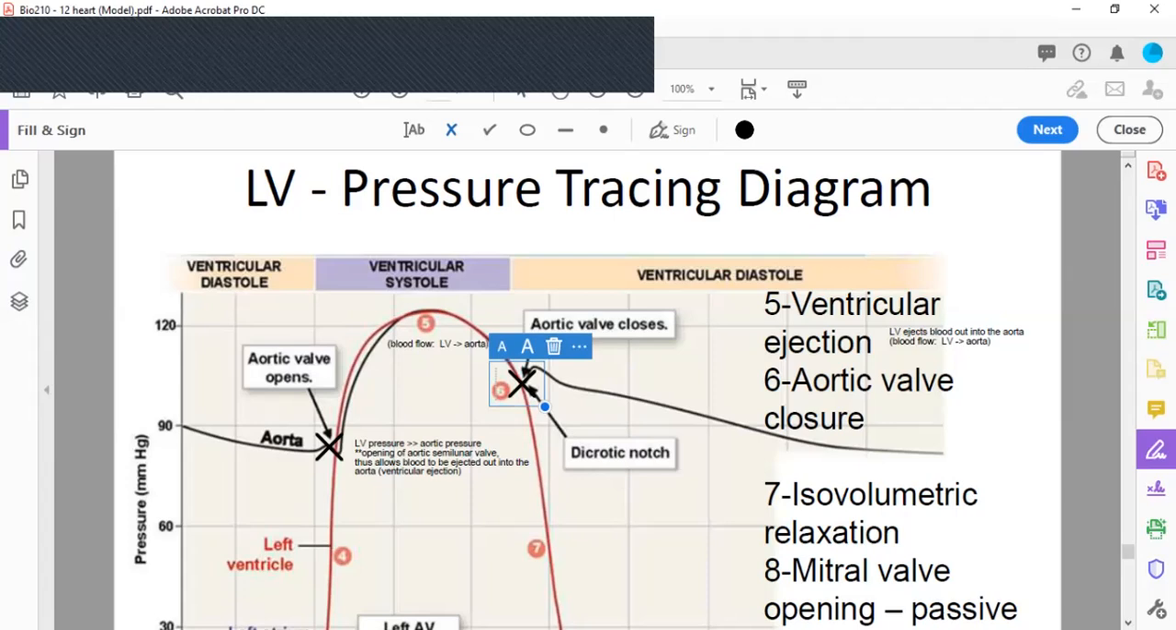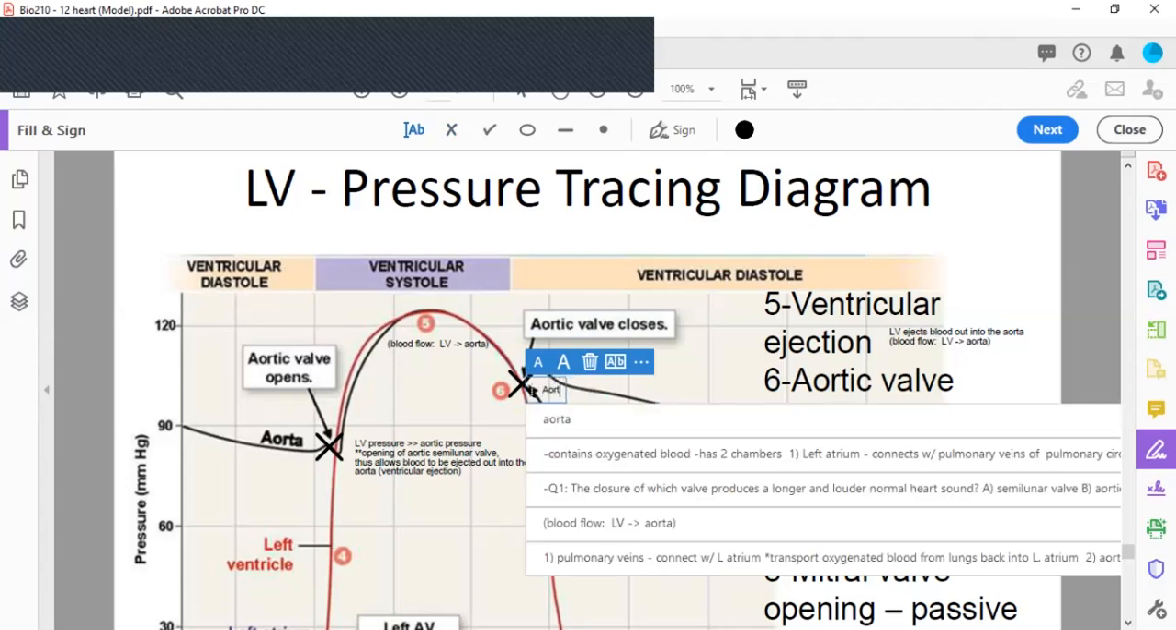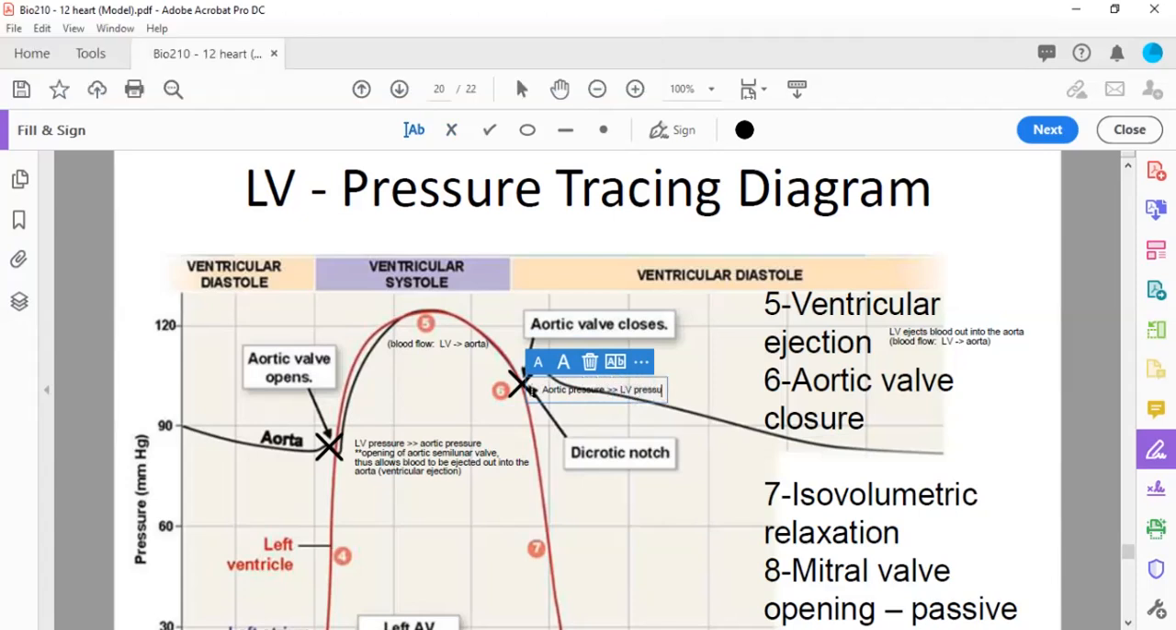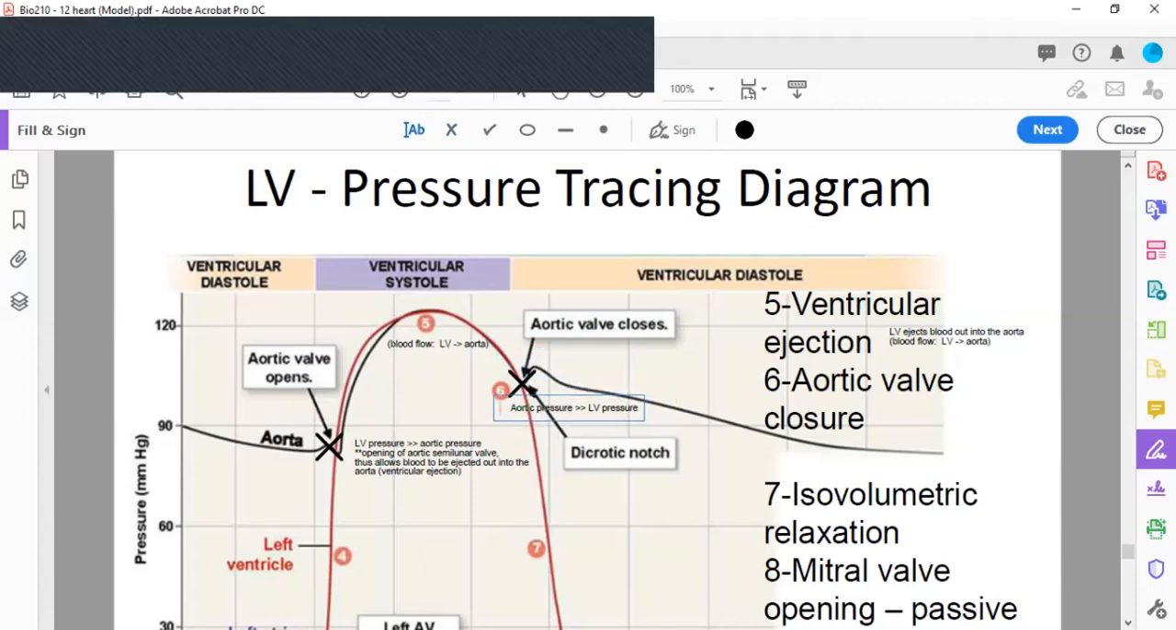Okay. What that means is that at the box, we can say that the aortic pressure is greater than the left ventricular pressure at the X, okay. And which causes, therefore, closure of the aortic semi-lunar valve.